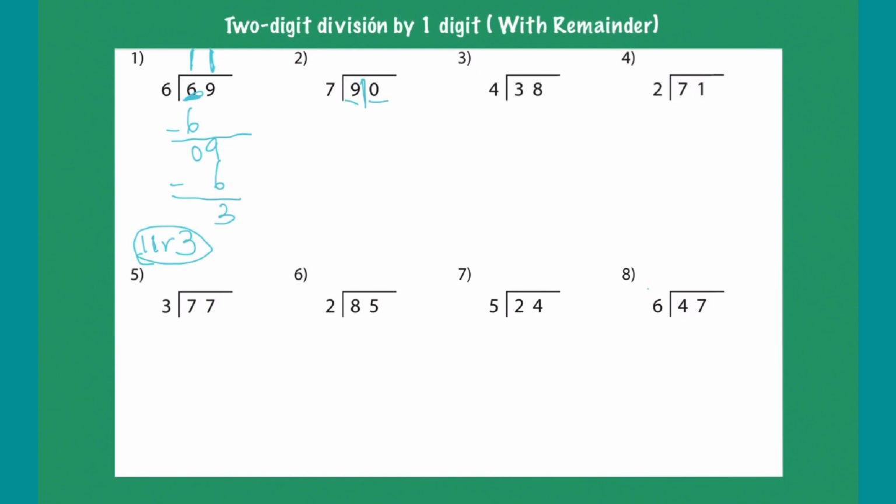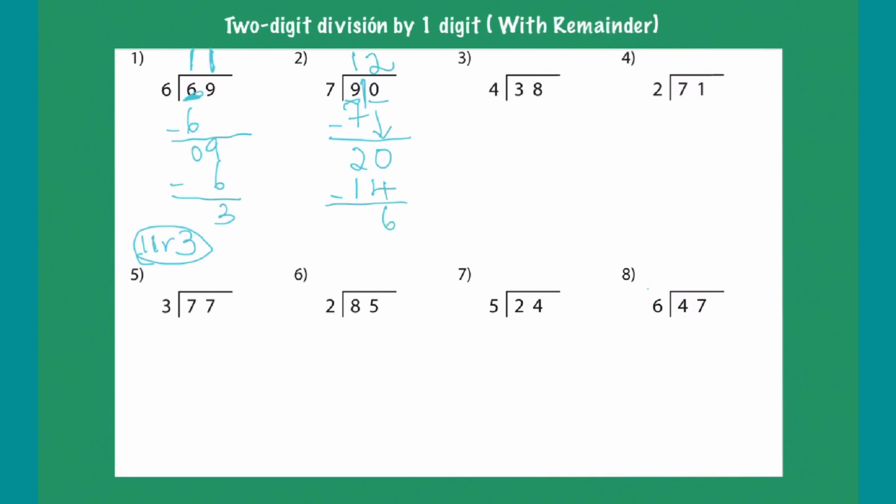So let's look. How many 7s fit into a 9? 7 ones are 7. And then you minus it. 9 minus 7 equals 2. Then you bring down the 0. 0 minus 0 is 0. And then how many 7s fit into a 20? 7 ones are 7, 7 twos are 14, 7 threes are 21. 21 is too big. So we will have to go with the option 7 twos are 14. So 20 minus 14 is a 6.